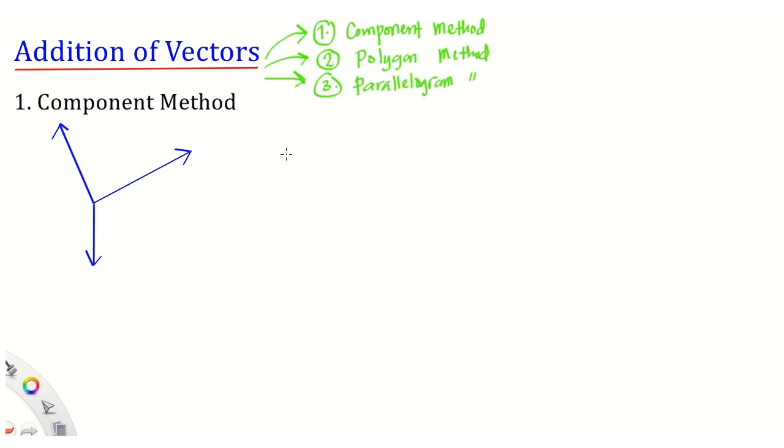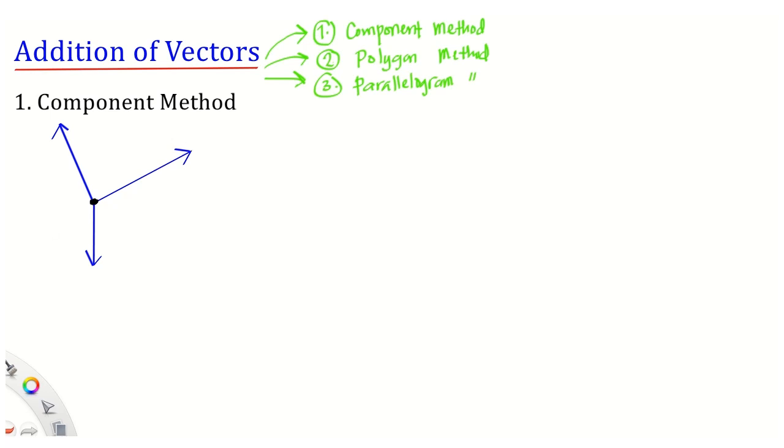Now let us have this system of forces. We have three forces. What type of forces are these? These are concurrent forces because they have a common point of application. They have the same point of application. So we can put the common point of application here. These are concurrent forces.